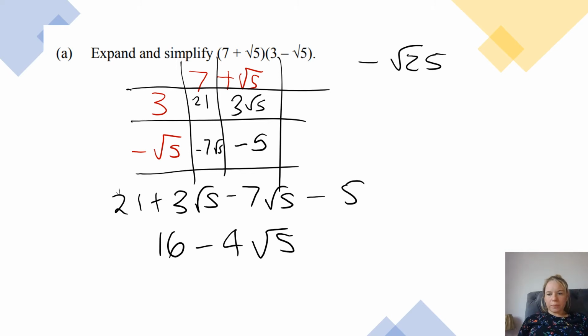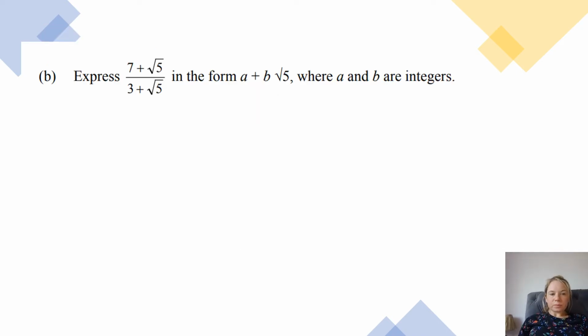Okay, so moving on to the next question. You can see this is part A of our question. Actually, part B is linked to that, and you'll see that in a second. So here you've got 7 plus root 5 and 3 plus root 5 underneath.